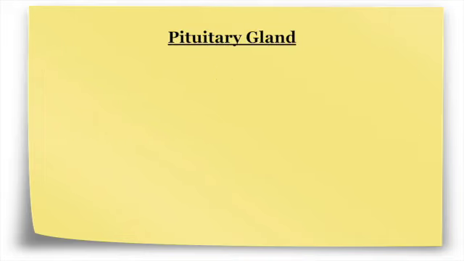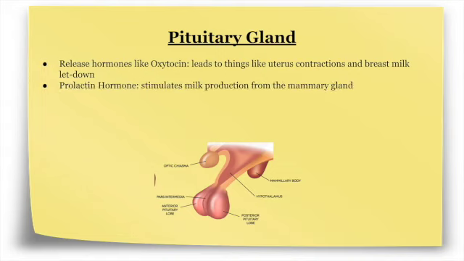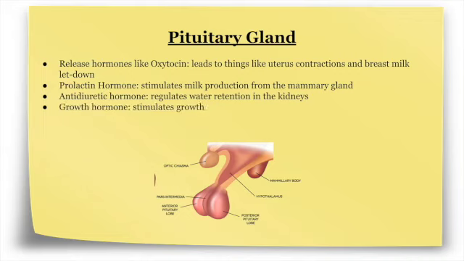The pituitary gland can release hormones like oxytocin that leads to things like uterus contractions and breast milk letdown. Release of the prolactin hormone stimulates milk production from the mammary gland. The antidiuretic hormone regulates water retention in the kidneys. Growth hormone, of course, stimulates growth. Follicle stimulating hormones stimulate the production of ova and sperm.